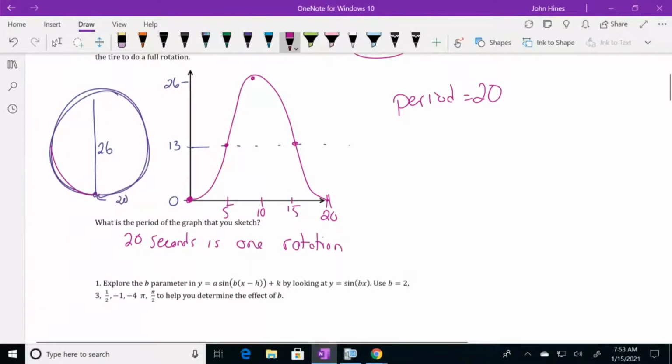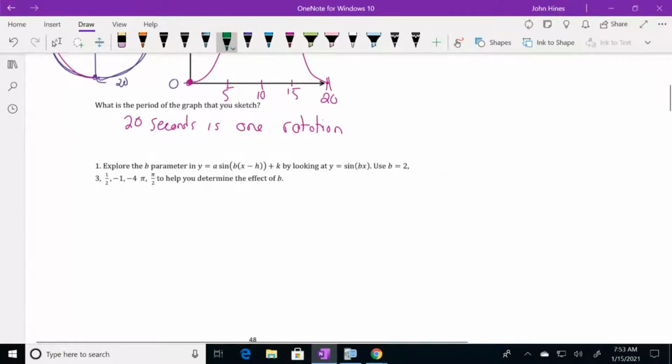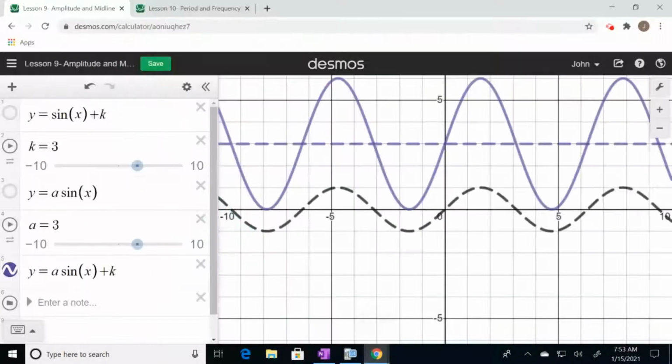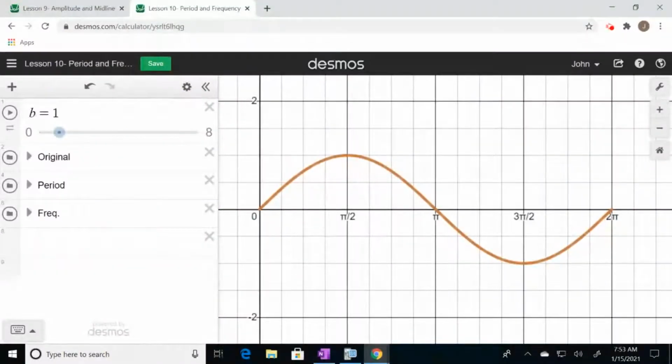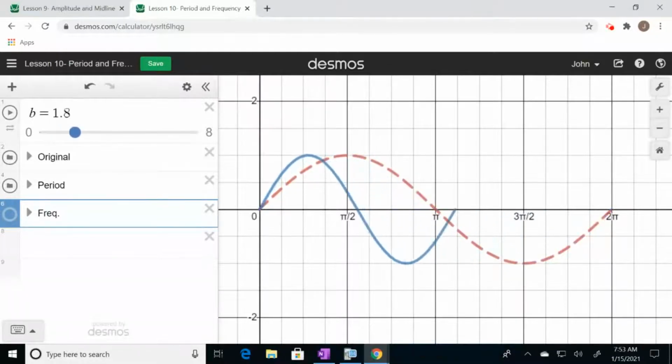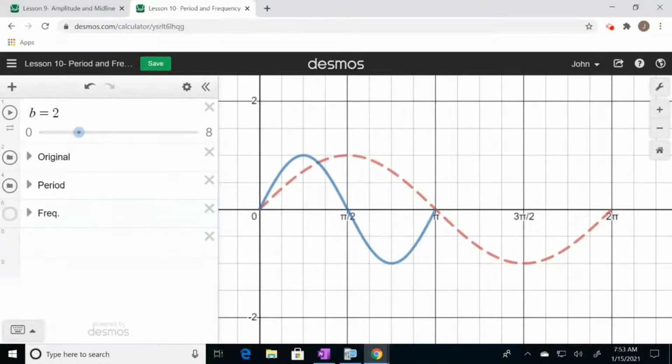Okay? So the way that we affect the period, and it's not telling us what the period is, the way that we affect the period is we put a number in front of x. Normally that number is 1. But watch what happens. Let's say I make that number 2. Notice my trig function got compressed. It got smaller. It got through the cycle faster. Notice it went from 2 pi down to pi.